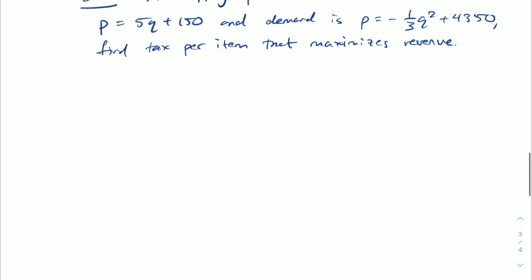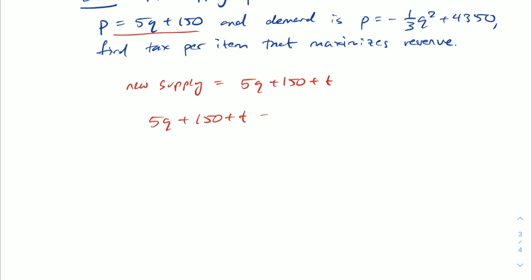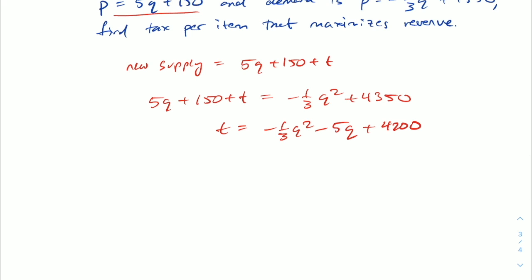Okay, so same process as last time. We take our supply and add T to it: 5Q plus 150 plus T. And then we're going to set the supply equal to the demand. We'll get 5Q plus 150 plus T equals negative 1/3 Q squared plus 4350. Solving for T, we get negative 1/3 Q squared minus 5Q plus 4350 minus 150, which is 4200. So that's our tax as a function of quantity.